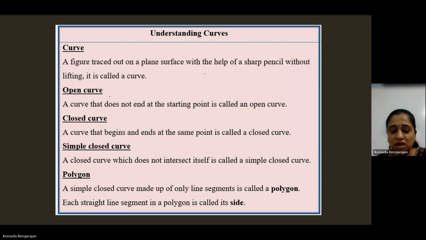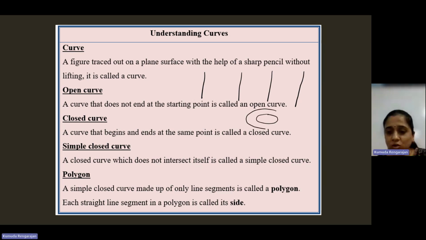See, if I draw something like this, it is not a curve. Why? Because to draw this, I have to go like this, then to get the other line, I'll have to lift and then draw like this. So this one is not a curve. This one is also not a curve. See here, I go like this and then I have to lift my hand and go like this. The figure in total is not a curve.